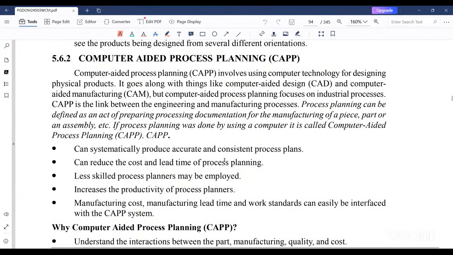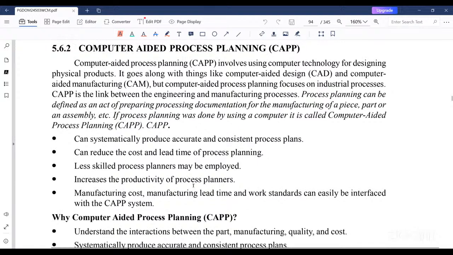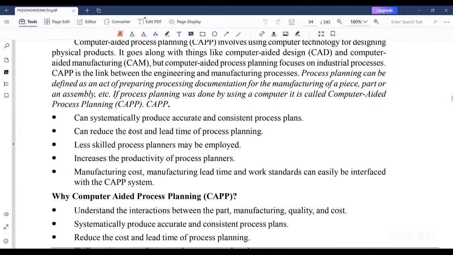Process planning can be defined as the act of preparing processing documentation for the manufacturing of a piece, part, or assembly of any parts of the machine. And if process planning is done using a computer, it is called computer aided process planning. It systematically makes consistent process plans, it reduces the cost, and it allows less skilled process planners to be employed. We don't require many employees because everything is done by machines.